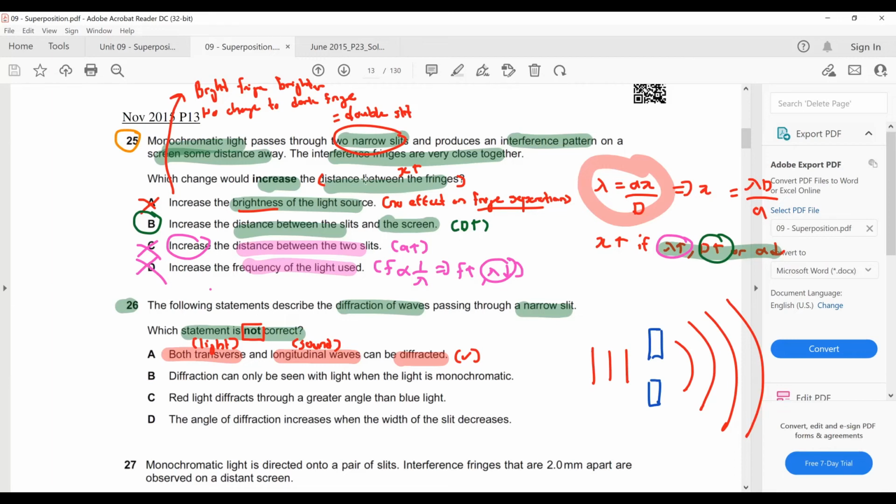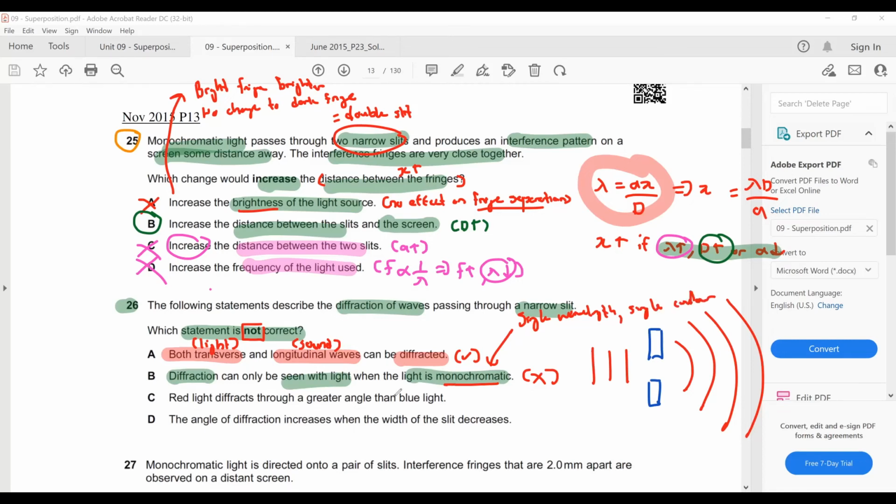Okay, then after that, you look at the second statement. Diffraction can only be seen with light when the light is monochromatic. This one is actually not true. What they're trying to say here is that you can only see effects of diffraction with light when the light is monochromatic. Monochromatic here means single wavelength or single color.